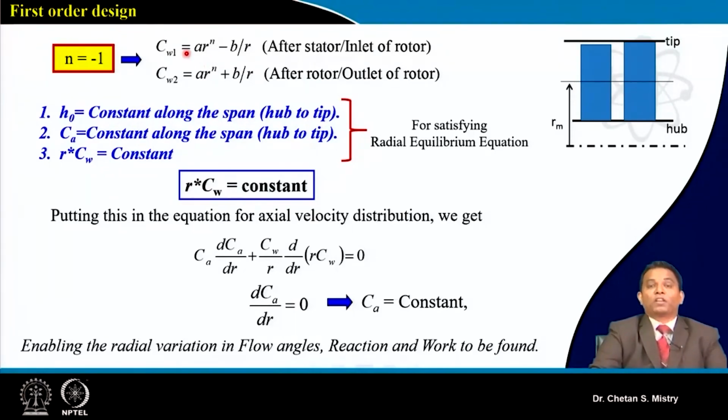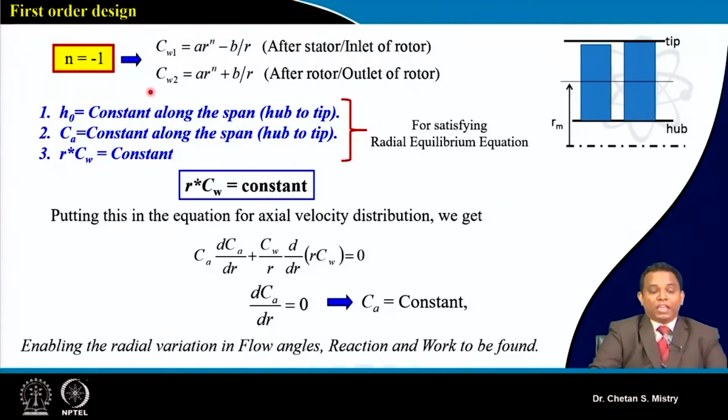We can say that as a first order design. Now my whirl components, as we have discussed, CW1 and CW2, are given by this equation. And from our fundamentals, in order to satisfy the radial equilibrium equation, we need to have our work input, or my H0, constant along my span. My axial velocity also remains constant from hub to tip. And we know my CW into R is equal to constant, that is giving me the free vortex concept.